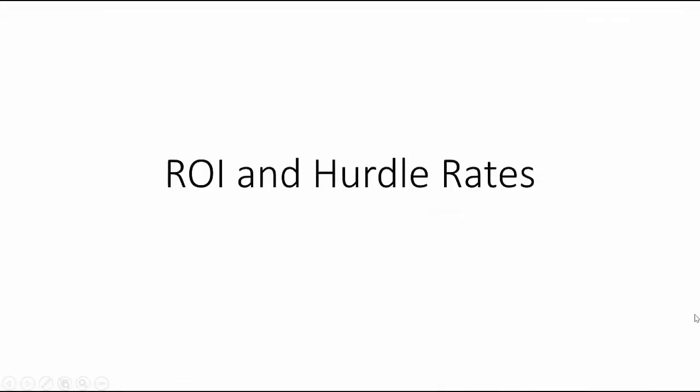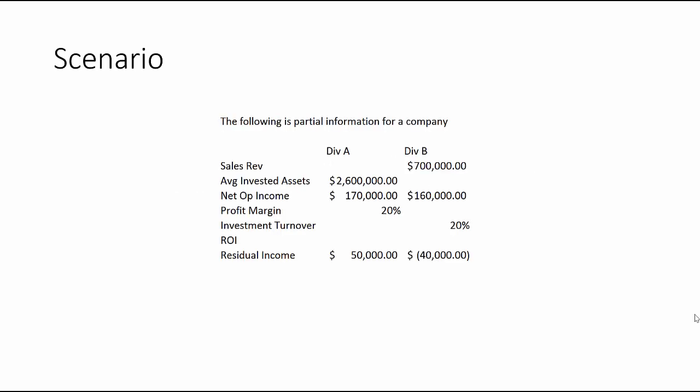Everyone, in this video, we'll be going through ROI and hurdle rates, but we'll also be doing a common exercise that you'll find in an accounting class where you have some partial information and you have to fill in some gaps. So here we have our partial pieces of information. We have a couple of divisions and we have some information here, but clearly, as you can see, we're missing some information, and eventually we'll be calculating the pieces of information that we don't have here.